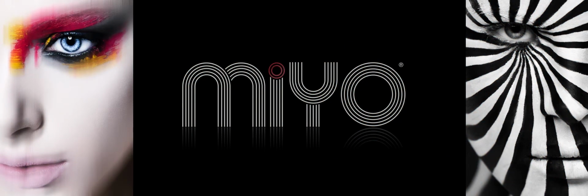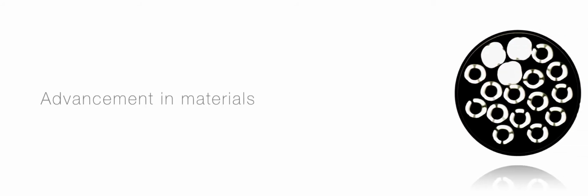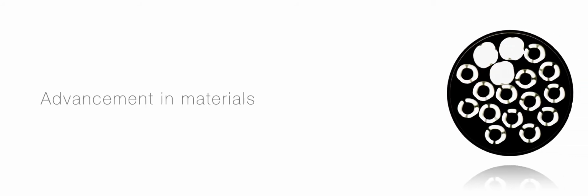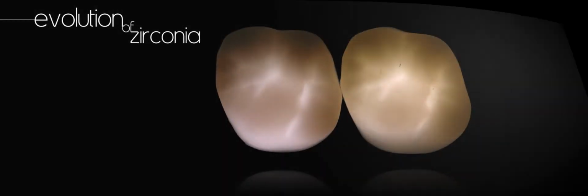And probably the first place to start is to talk about how MiYO came about. There has been a pretty big advancement in materials, especially with zirconia. It wasn't more than probably 3 or 4 years ago we were talking about Bruxer, high strength and very opacified zirconia materials. And in a very short period of time, we've advanced on to a different look in zirconia.